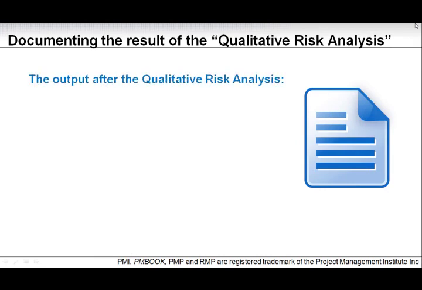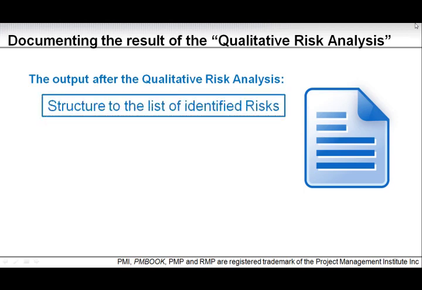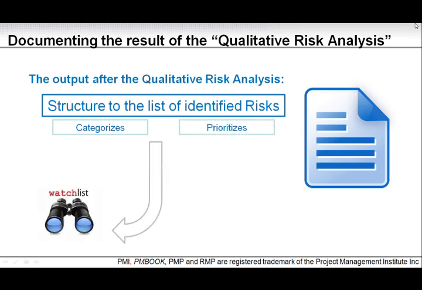So let's look at that a little bit more in detail, the output of the qualitative risk analysis. We have a structure to the list of identified risks. This is what we will add to the risk register. We will add categories and priorities, but we will also make a split here. One is we put the low priority risks on a watch list. The other risks go into the quantitative analysis. These are the higher priority risks that we now want to investigate further.